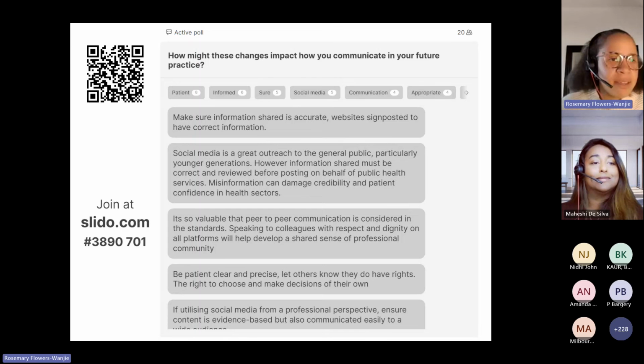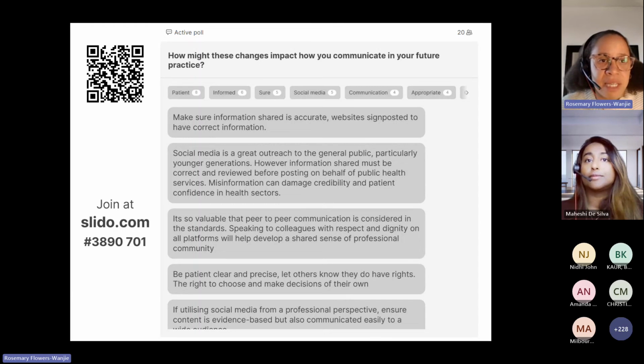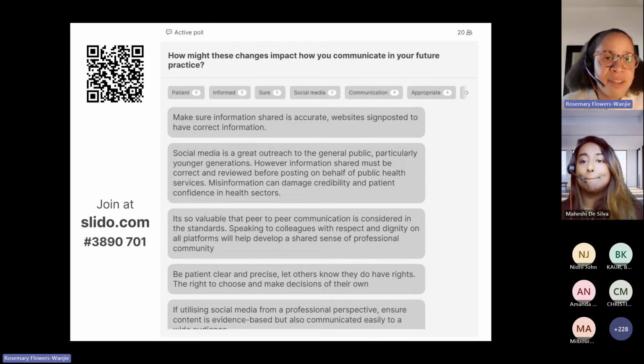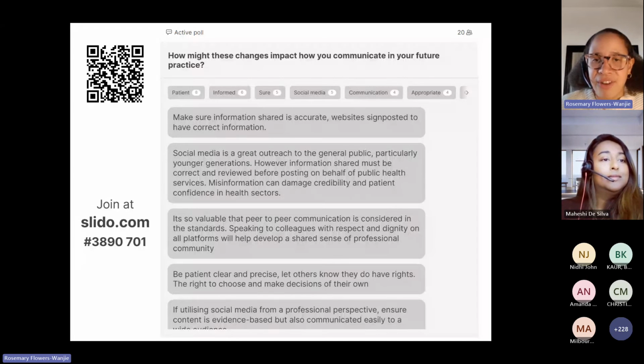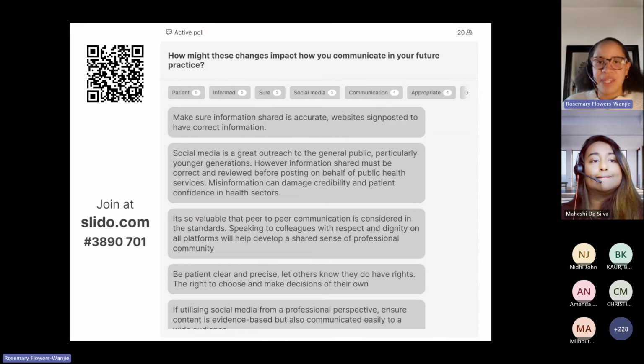And also, I think the other theme that's coming up is recognizing the rights that service users have, that they have the right to choose. We've got a specific comment here that says to let others know they do have rights, the right to choose and make decisions of their own. And so, yeah, we can see how some of these things really tie into each other.